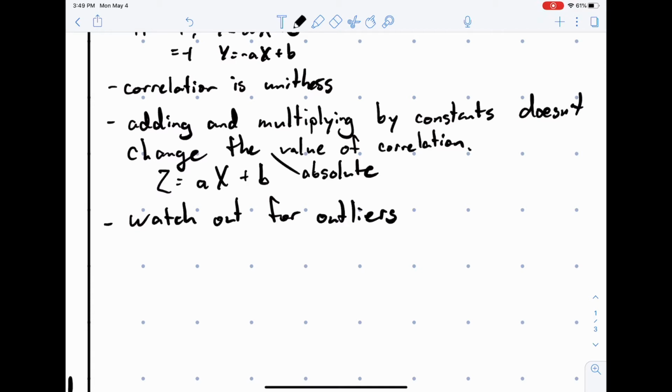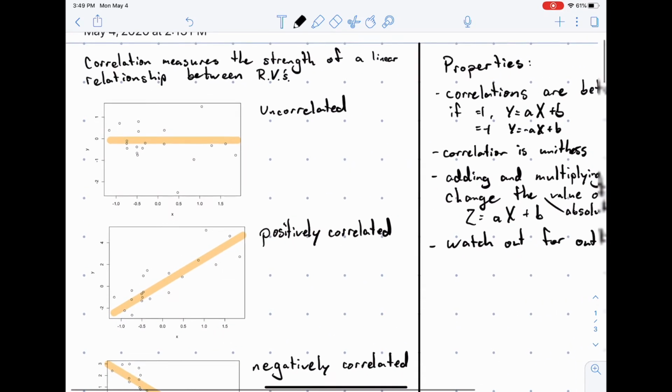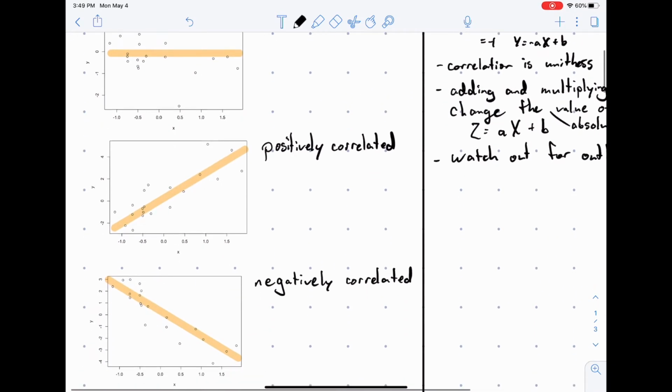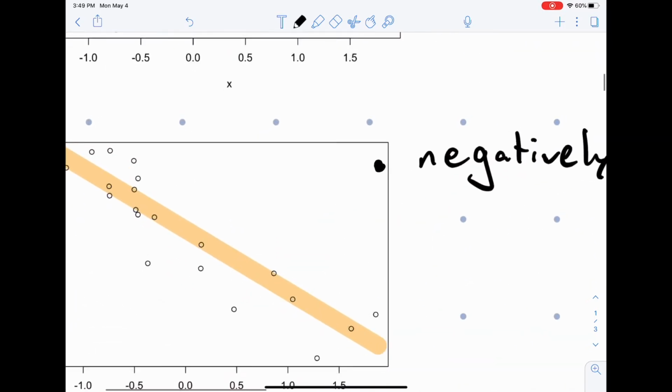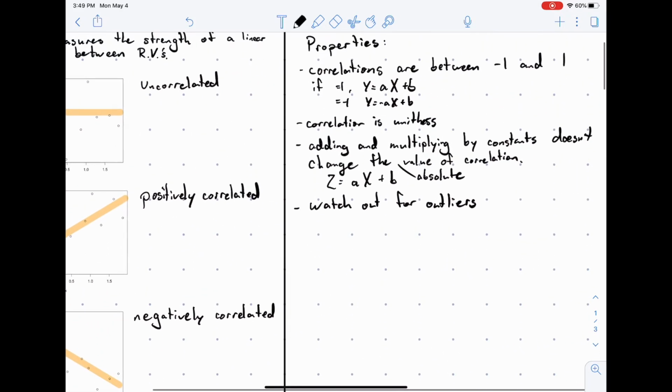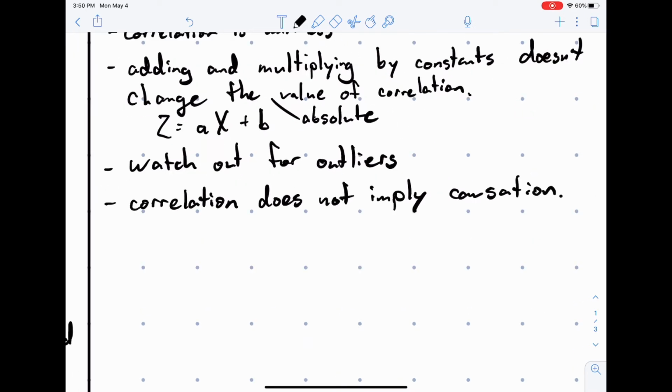Another thing is to watch out for outliers with correlation, because you're drawing the best fit line. Sometimes if you have some big outlier, for example, on this graph, if we had an outlier way up here, then that would pull this line way up there, and that would really mess up our correlation coefficient. So be careful of those. And what statistics class would be complete without reminding you that correlation does not imply causation. Just because two variables are correlated, it does not mean that one will cause the other.